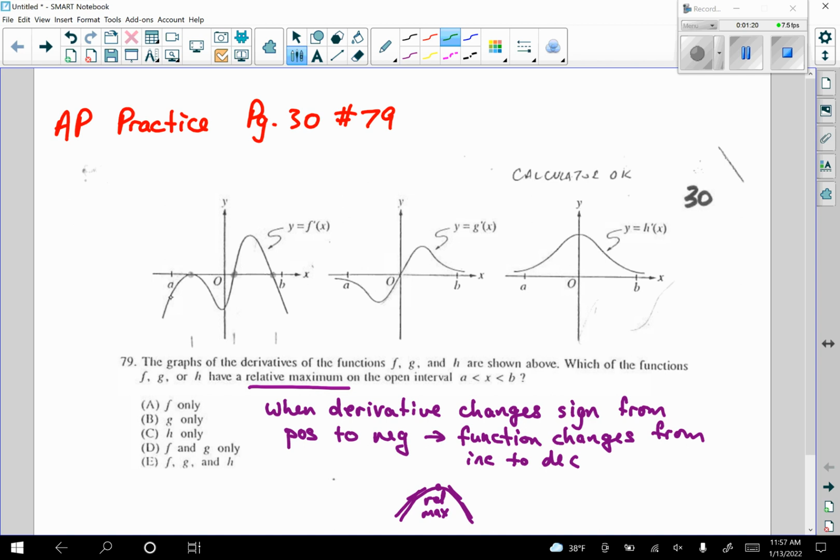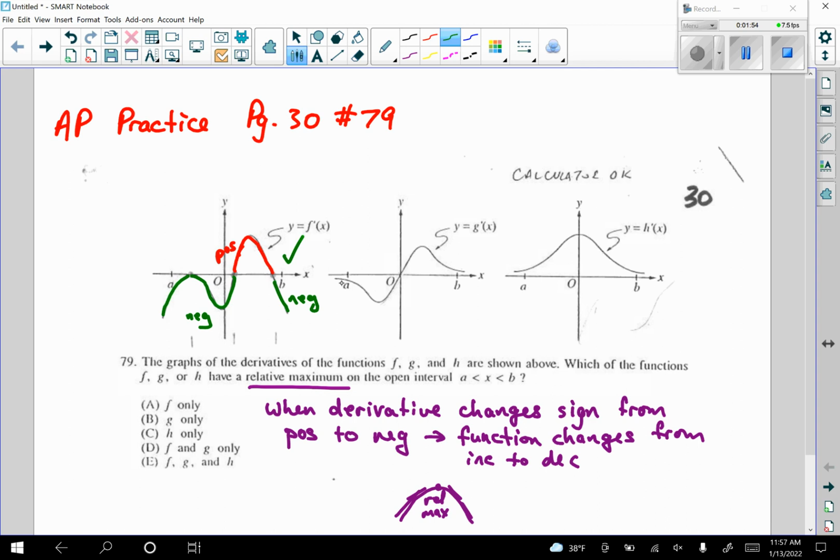So for our first graph, right here, again, this is the graph of the derivative. So our derivative stays negative. It's below the x-axis. It's still negative here. So it changes from negative to positive. So right here we'll say derivative is negative. Then it changes to positive here. That means our function will be going from decreasing to increasing. So it doesn't happen here. But on the other side, now we're positive, and we change back to negative. So it's going to happen here for sure.